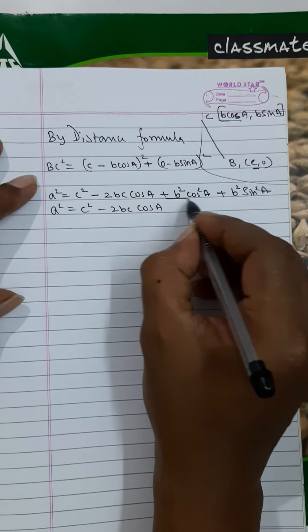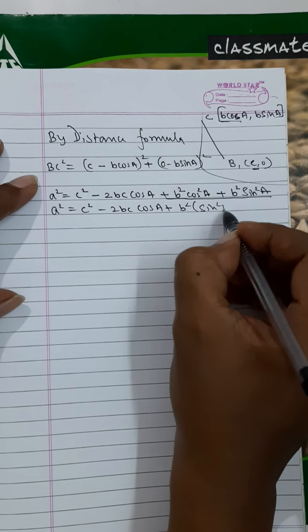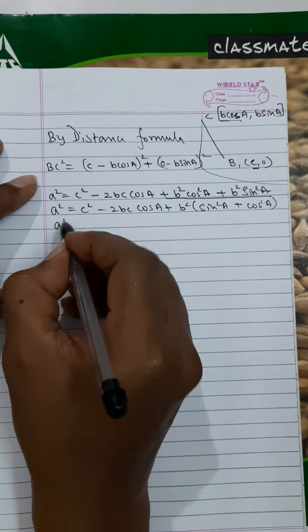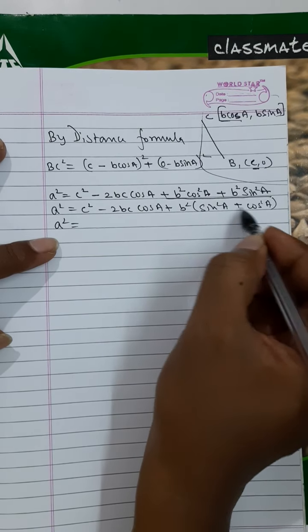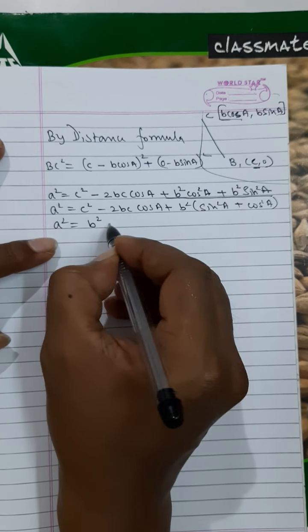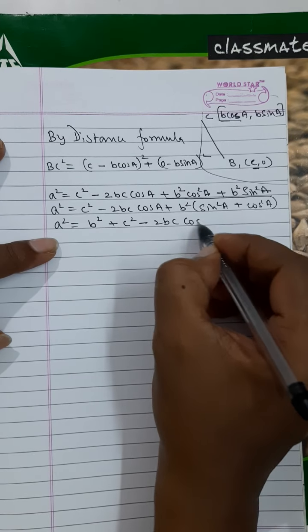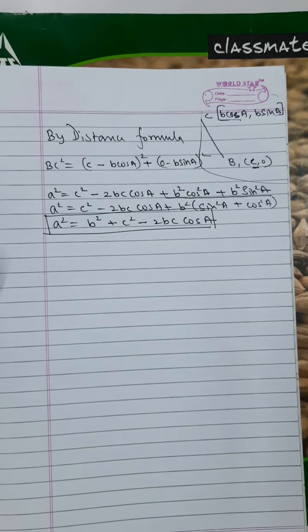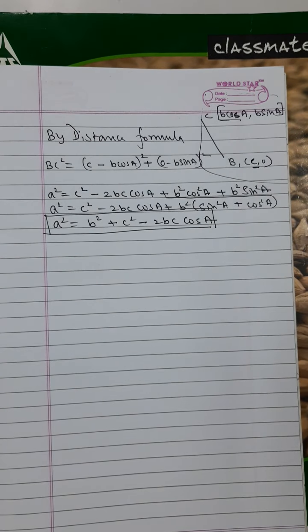So what I get over here is a square is equal to c square minus 2bc cos A plus b square cos square A plus b square sin square A. Now here I can take b square as a common factor, and what I get in the bracket is sin square A plus cos square A, which will be equal to 1. So b square into 1 is b square. This is my cosine rule: a square is equal to b square plus c square minus 2bc cos A.